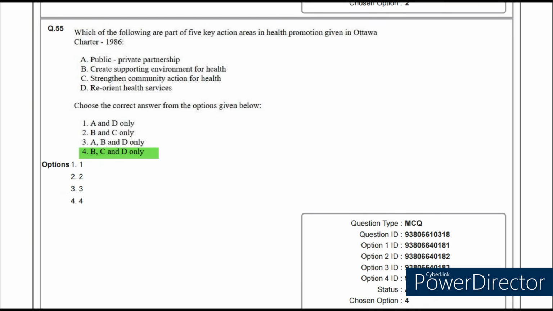Now coming to question number 55, where they are asking about the 5 key action areas in health promotion given in the Ottawa Charter 1986. Except public-private partnership, the rest are all correct. So the correct answer should be option 4.